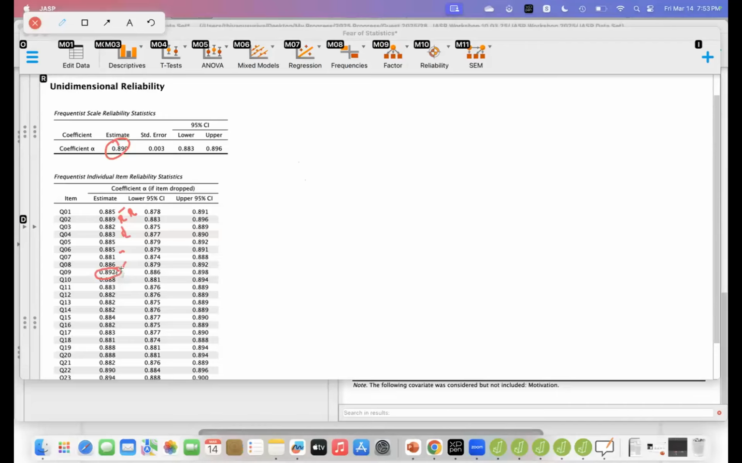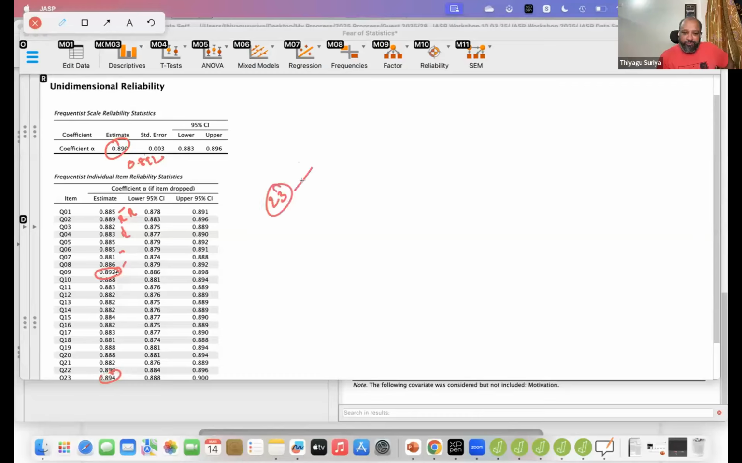Item number 9. If you remove it, the reliability score will be 0.892, an increase of 0.002. And one more item, item number 23. It gives 0.894. Therefore, out of 23 items, I need to delete 2 items: item number 9 and item number 23.